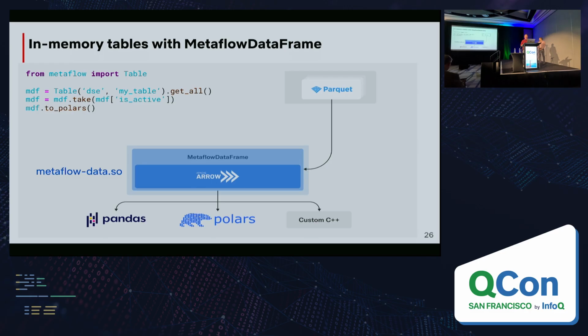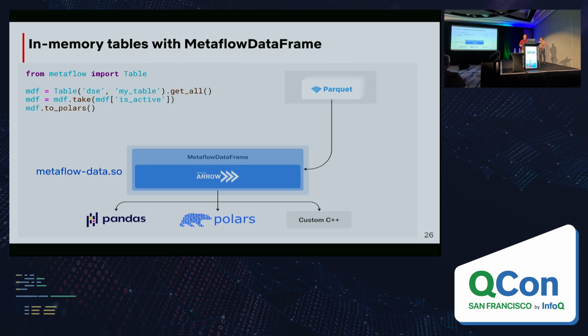This getAll function will just grab the whole table. And then here we're using one of those high-performance C++ operators that I had mentioned. This one's called take. It's very simple. It selects rows. In this case, we're using the column is active, like if you're an active member or not, to select those rows and create a new data frame. Eventually, you can convert it to polars or pandas.